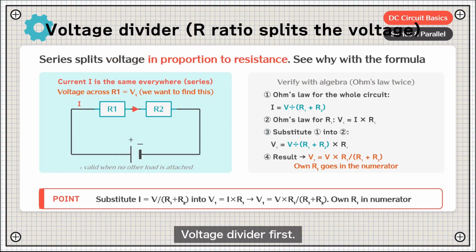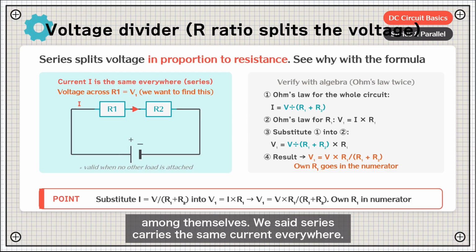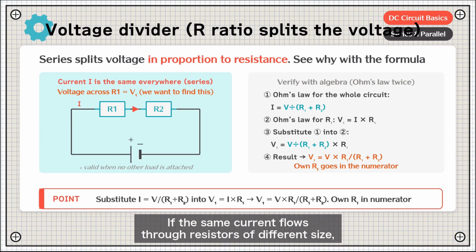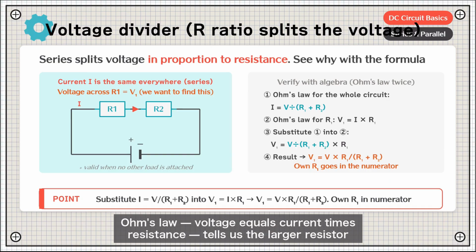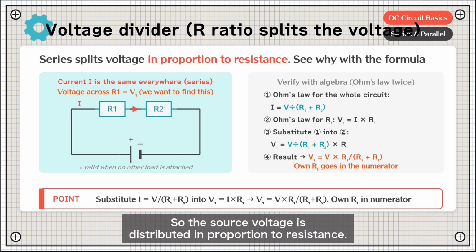Voltage divider first. A voltage divider is what happens when series resistors split the source voltage among themselves. We said series carries the same current everywhere. If the same current flows through resistors of different size, Ohm's law, voltage equals current times resistance, tells us the larger resistor drops more voltage. So the source voltage is distributed in proportion to resistance.